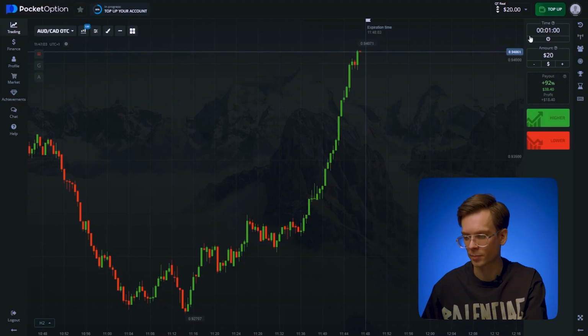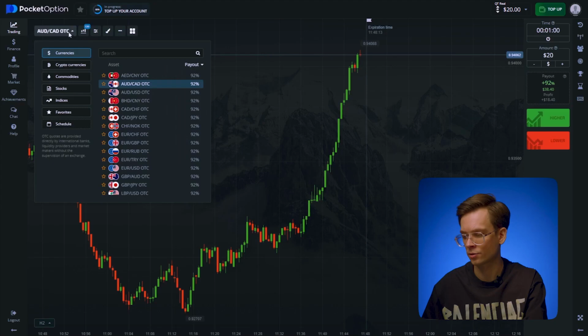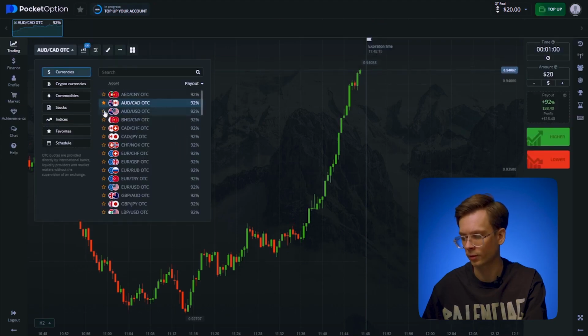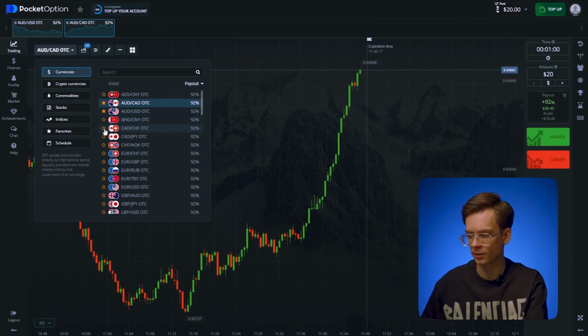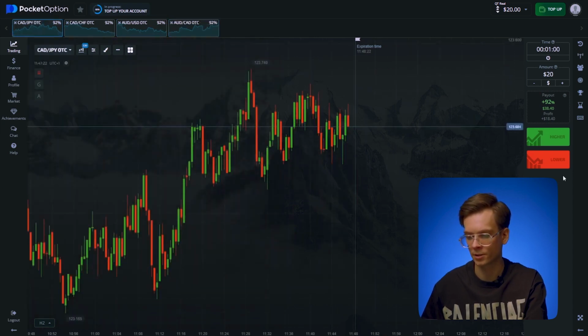Trade duration is gonna be 1 minute. Let's set the candlestick time frame to 30 seconds. The currency pairs I'm gonna use today are the Australian and the Canadian dollar, the Australian and the US dollar, the Canadian dollar and the Swiss franc, and the Canadian dollar and the Japanese yen. All with the maximum percentage 92.